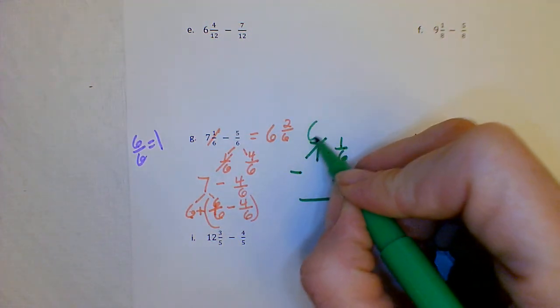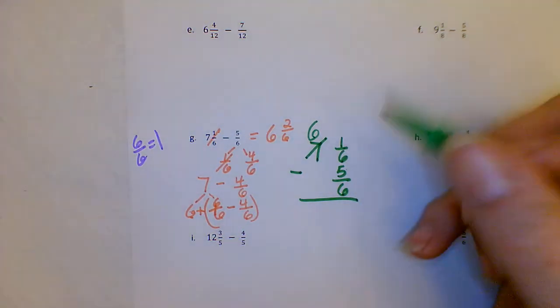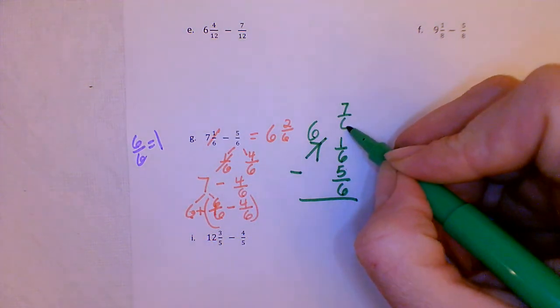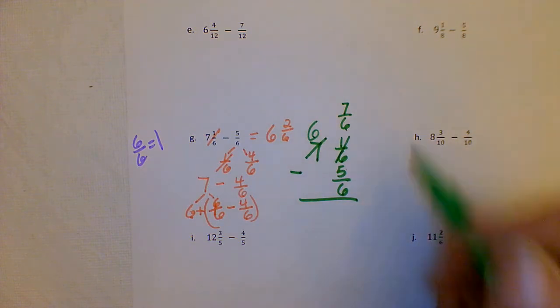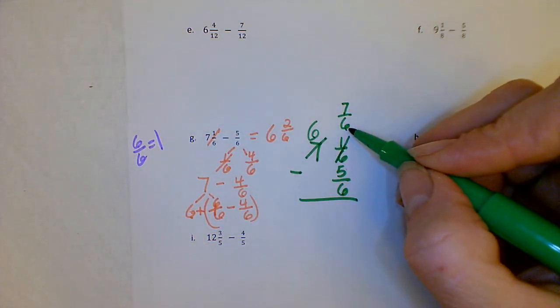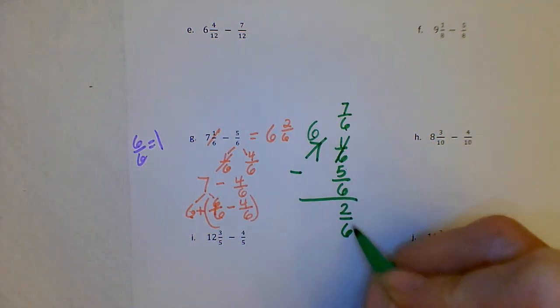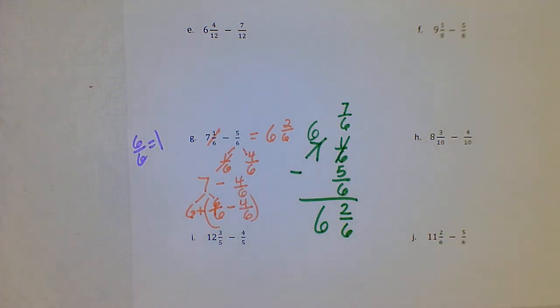So we have 6, and we're going to move 1 over, and we're going to use the shortcut right from the start. 1 plus 6 is 7, and we hold on to our denominator. And that replaces it. So we moved 1 over, and we ended up with 7/6. So now you have 7/6 minus 5/6 is 2/6. And we just hold on to our 6, because 6 minus nothing is 6. So that's 6 and 2/6.